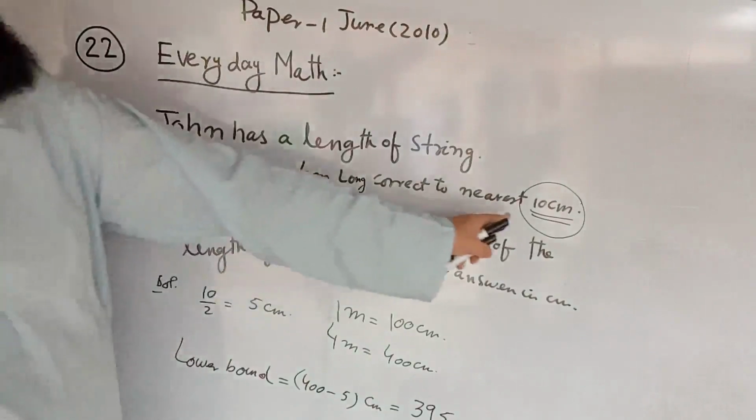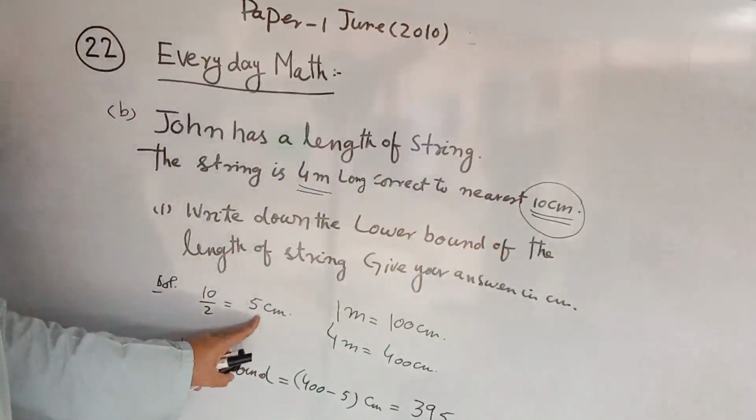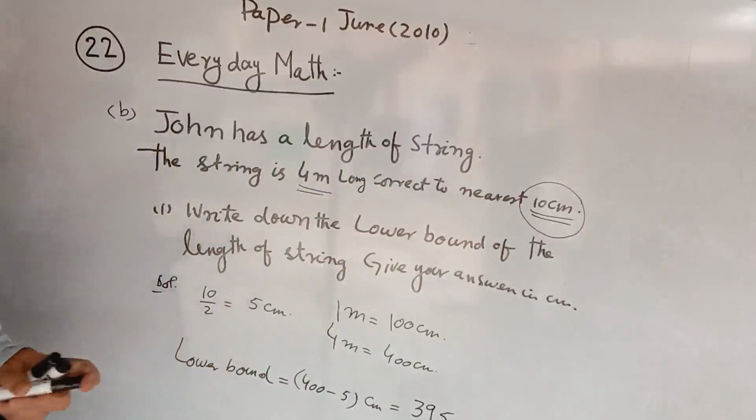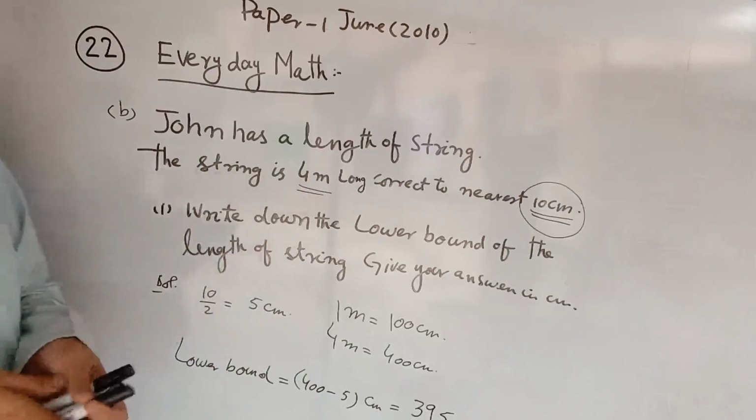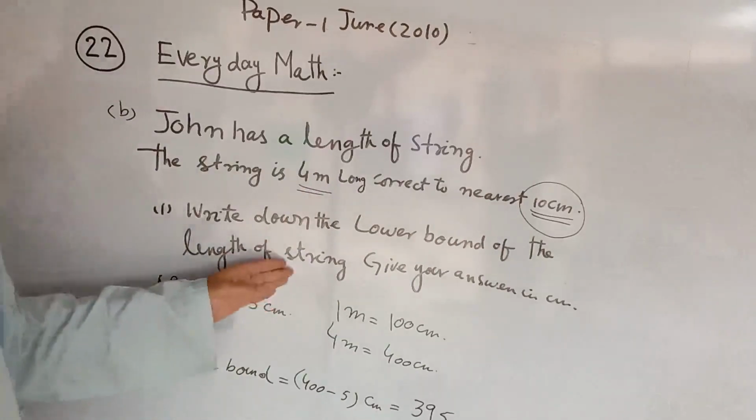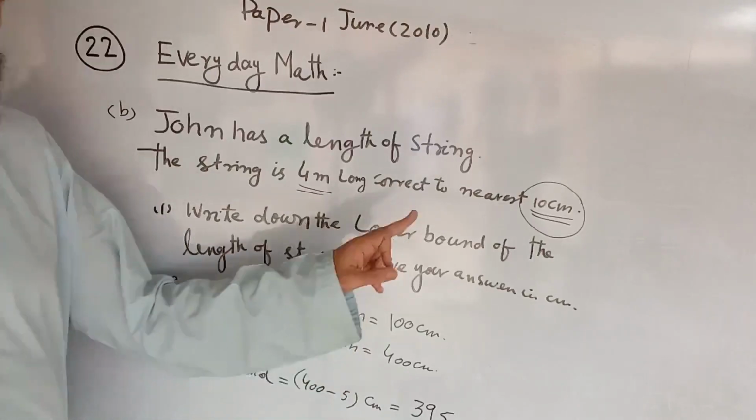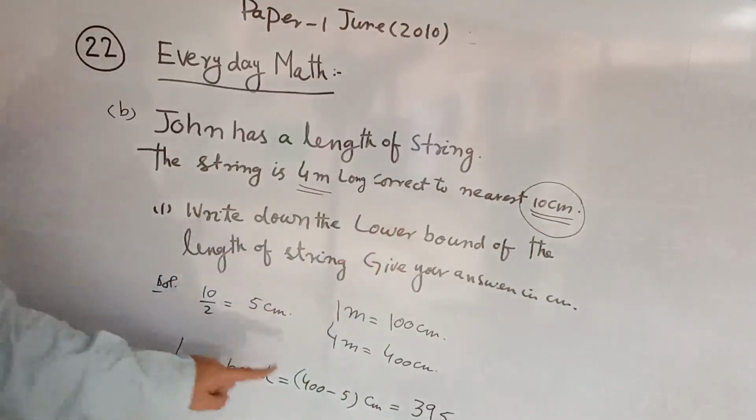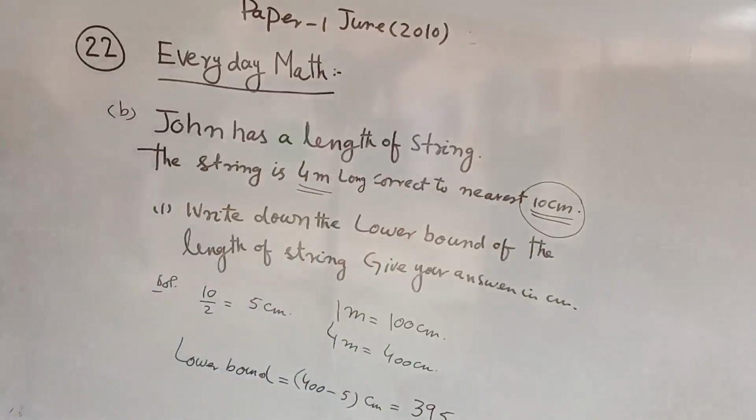It is correct to 10 centimeter, so we divide 10 by 2, so 5 centimeter is the number which we have to add or subtract in the given number to get the upper bound and lower bound. Here we have to find the lower bound. To find the lower bound, we subtract half of the nearest. So half of the nearest is 5. So 400 minus 5 centimeter is equal to 395 centimeter, which is the lower bound of the length.